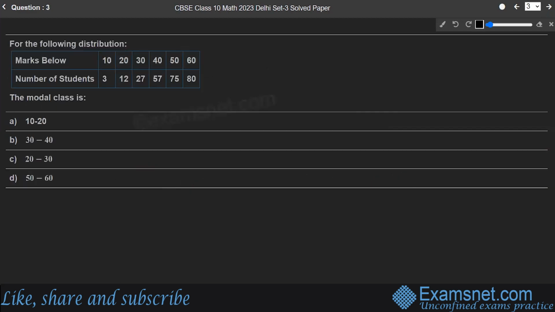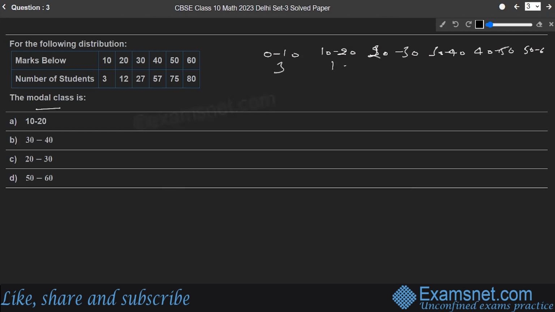Next, marks below. There are marks given, number of students in the modal classes. That is the question. So let us frame this table once again. We have classes from 0 to 10, then 10 to 20, then 20 to 30, then 30 to 40, then 40 to 50, and the last one is 50 to 60. These are the classes. Now let us write the values.